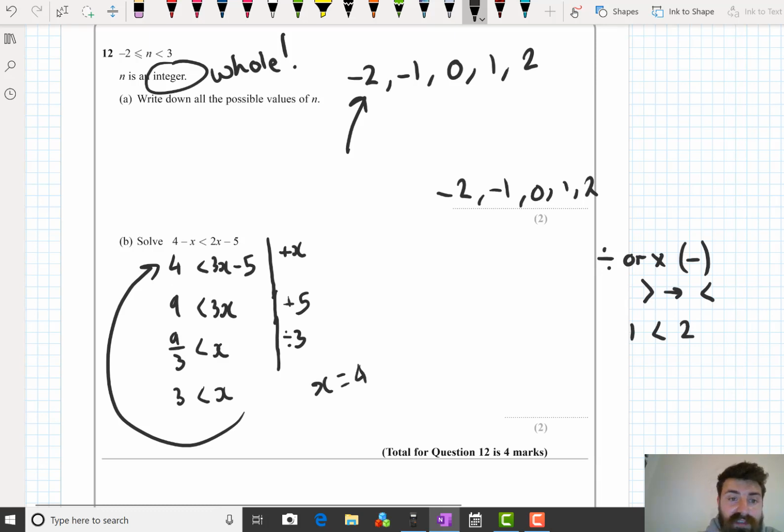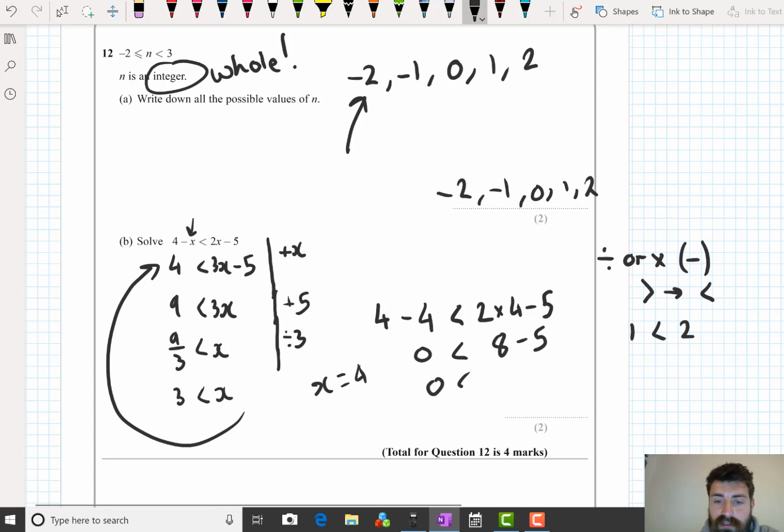For example, 4 take away 4, it's the x, is less than 2 times 4 subtract 5. 4 take away 4 is 0, which is smaller than 2 times 4, which is 8, subtract 5. 0 is smaller than, what's 8 subtract 5? 3. 0 is smaller than 3, is that true? Well, I hope so. Yes, it is.